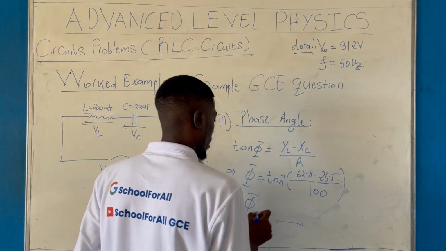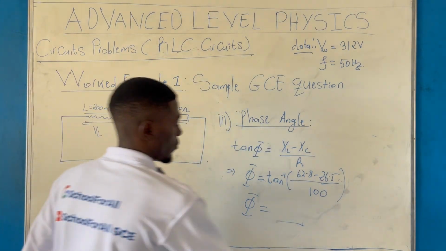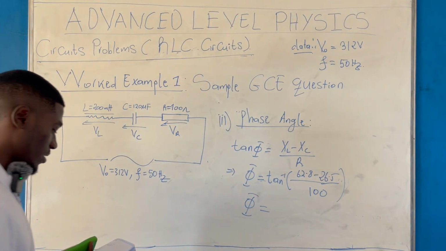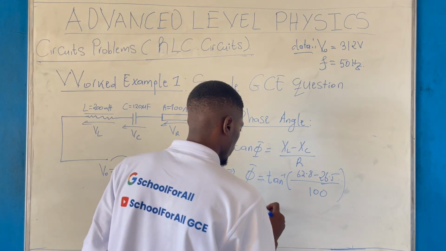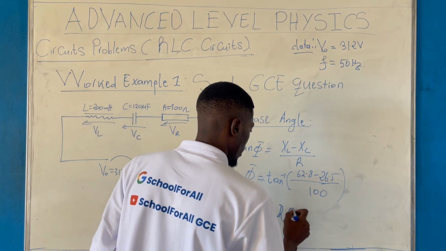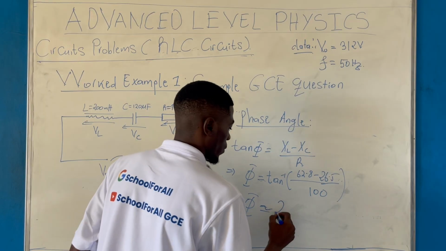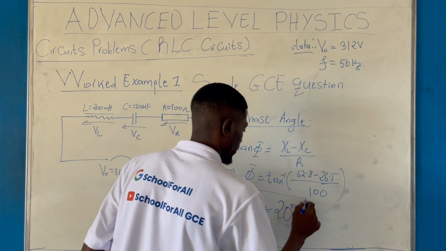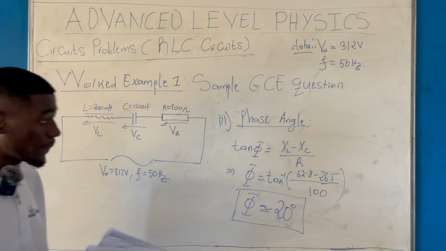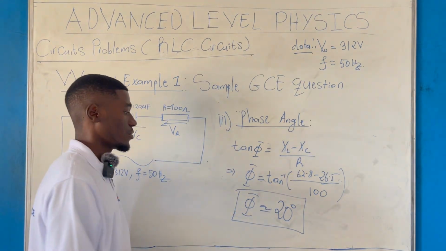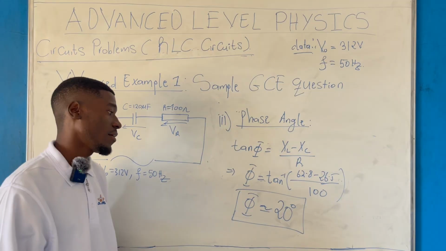So after numerical application, the phase angle is slightly equal to 20 degrees. So that is it. As simple as that, you don't waste time. Apply a formula, replace the values, punch it, come up with the answer.